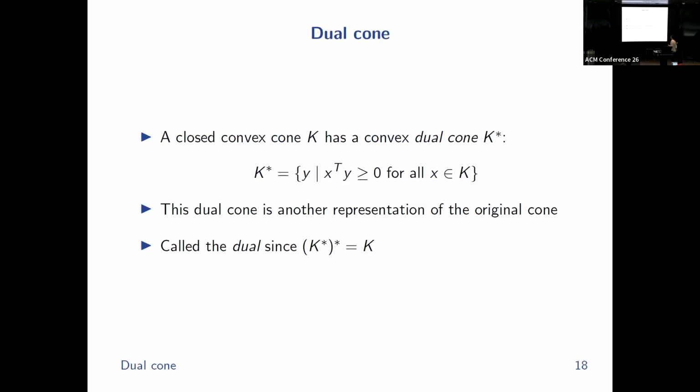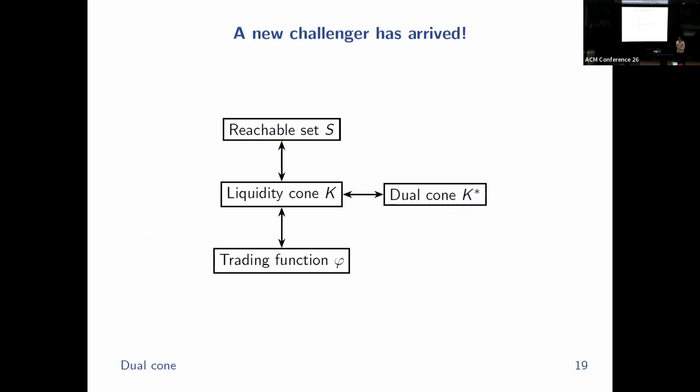It's not super essential. But the point is, a closed convex cone has a direct representation. It's called the dual cone. And it's called the dual because if you take the dual, you receive the original. So in a certain sense, this is simply another representation of the liquidity cone that has a bijection.